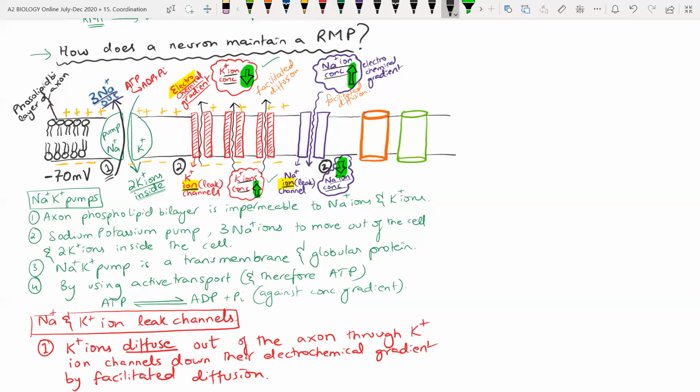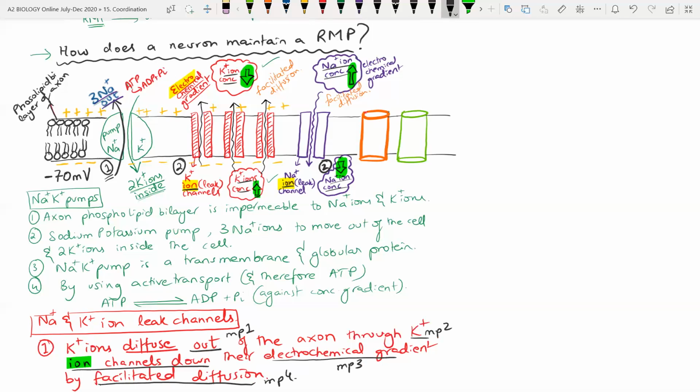What are those marking points? First, they diffuse out, the direction, through the potassium ion channels. I'm going to highlight the word ion because this word has to be there, and down their electrochemical gradient by facilitated diffusion. There are 4 marking points. That's marking point MP1, marking point 2, marking point 3, and marking point 4.